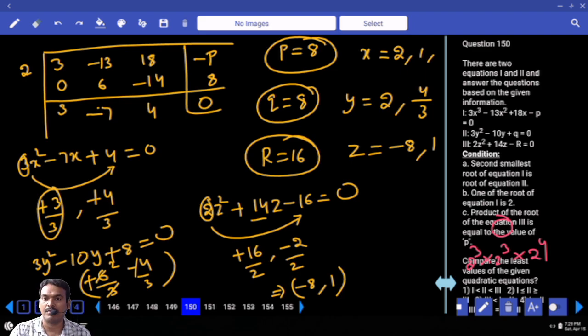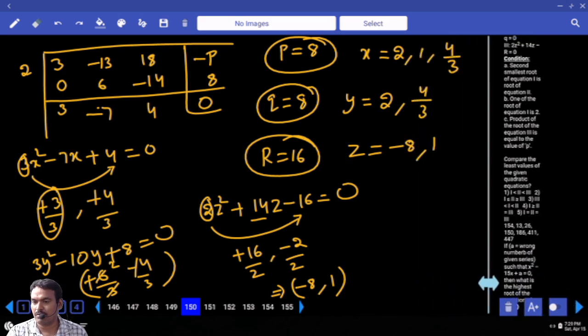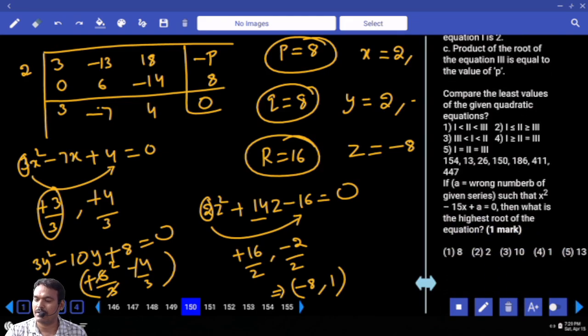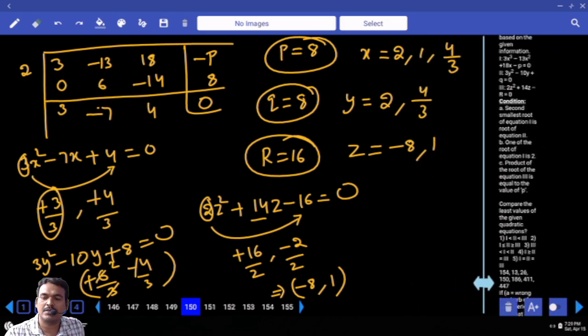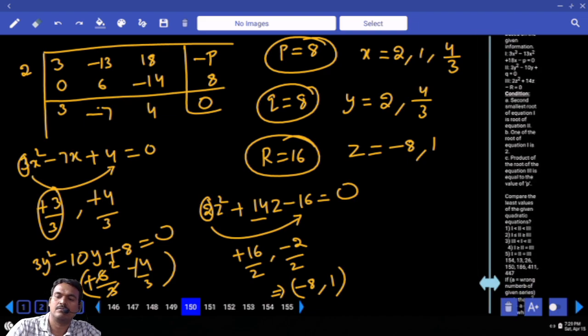Question number 150. Compare the least value of given quadratic equations. First option. Least values or highest values? Least values. In the first equation, what is the least value? 1. Second equation, least value 4 by 3. Third equation, least value minus 8 or not?